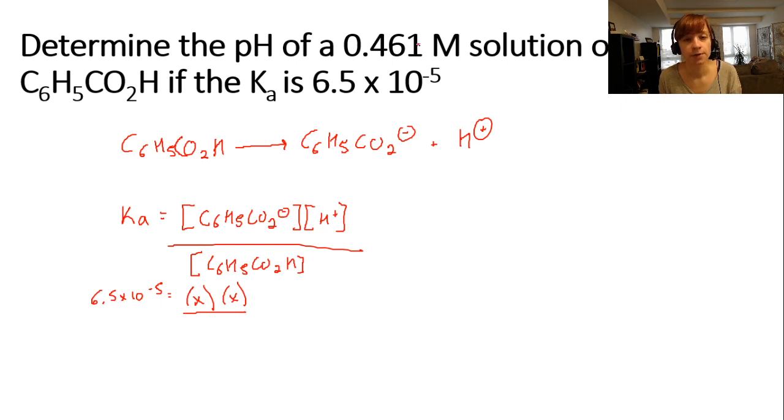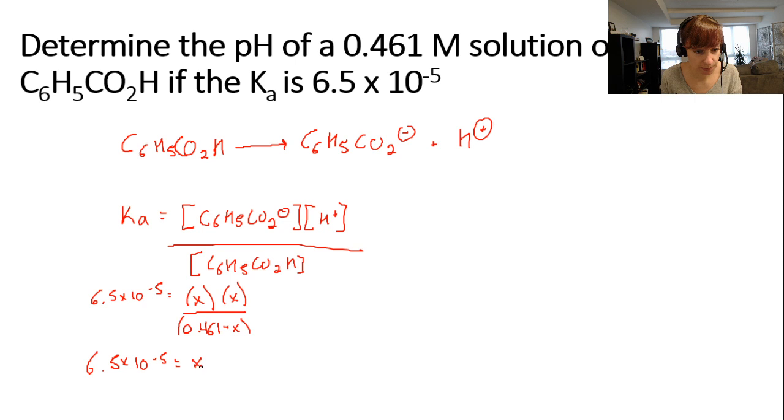And then we know that we started with a 0.461 molar solution of the starting reactant. So that means we're going to have X less of that if this reaction were to take place, because you're not going to gain more, you're going to lose some. Okay, so we're going to simplify the equation a little bit more.